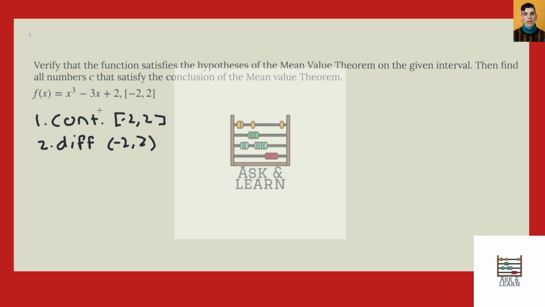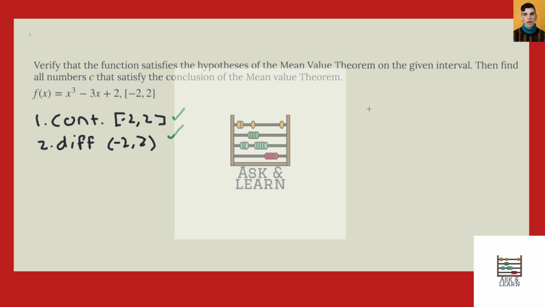Since f of x is equal to x cubed minus 3x plus 2, we know right off the bat that this is a form of polynomial function, in this case, specifically a cubic function. And all polynomial functions are continuous and differentiable on all real numbers. It's the property of polynomials. So those two are a given.